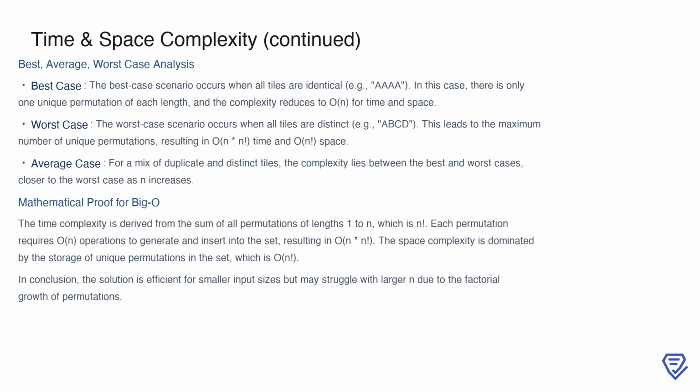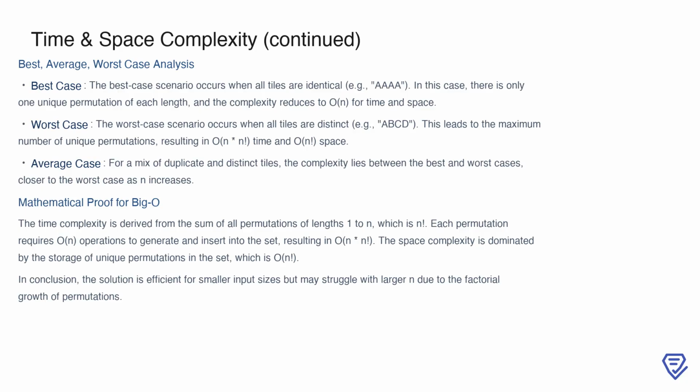In the best case, where all tiles are identical, such as AAAA, there is only one unique permutation for each length. This simplifies the complexity to O(n) for both time and space. On the other hand, the worst case occurs when all tiles are distinct, like A, B, C, D, leading to the maximum number of unique permutations. In this scenario, the time complexity is O(n * n!), and the space complexity is O(n).